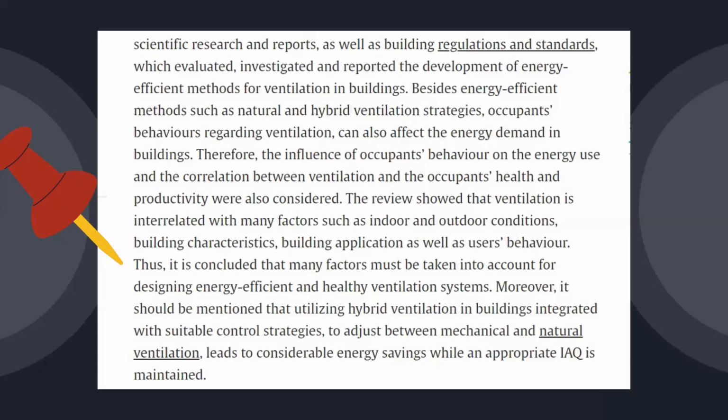The review showed that ventilation is interrelated with many factors such as indoor and outdoor conditions, building characteristics, building application, as well as users' behavior. Thus, it is concluded that many factors must be taken into account for designing energy efficient and healthy ventilation systems.